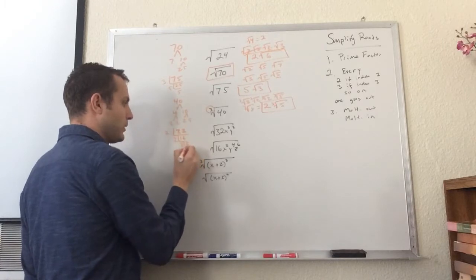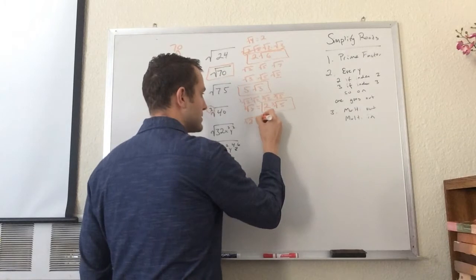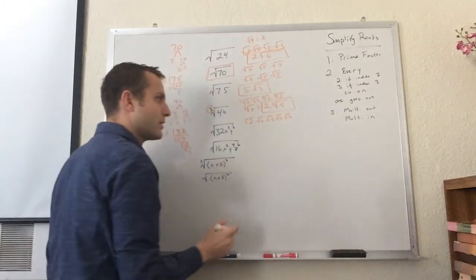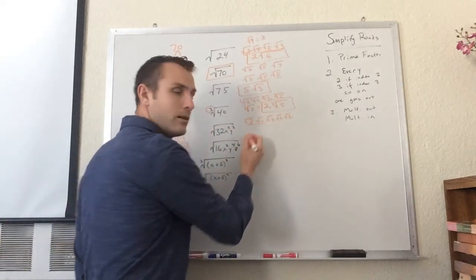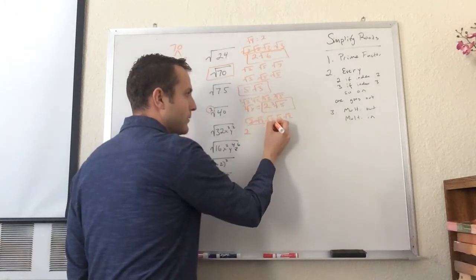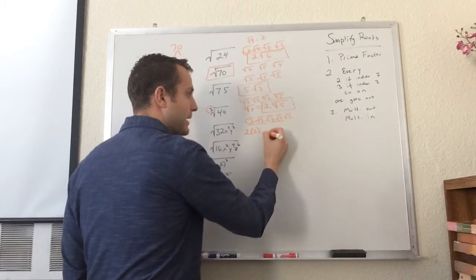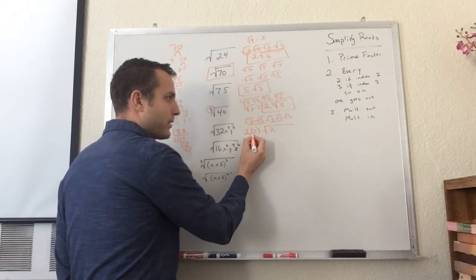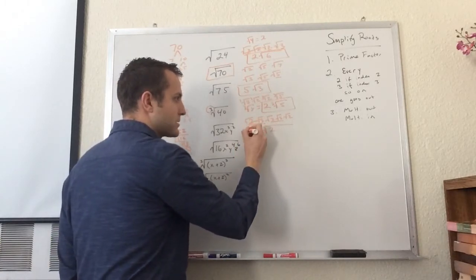So I end up getting 1, 2, 3, 4, 5 2s. Remember, this is a square root, so every two square roots of 2's, I pull out 1. But then I have another pair of 2. So that means I have another 2, and then I'm left with 1, 2 inside. Now remember, anything that's outside I multiply together, so that's going to end up being 2 times 2 is 4.